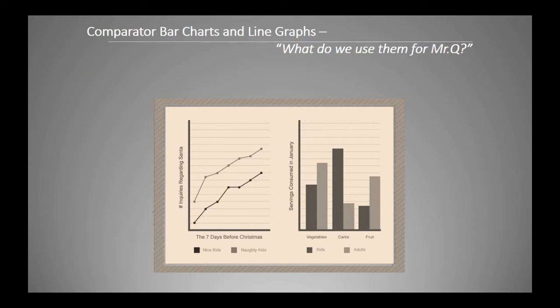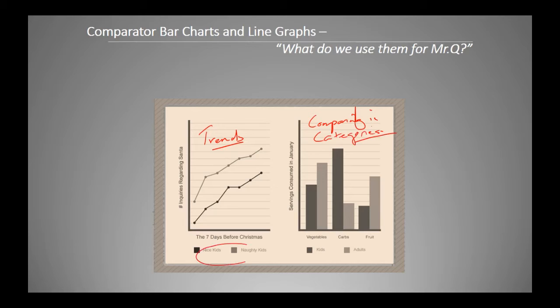So what do we use them for? As we've seen, line graphs show trends. Apologies for that squiggle. Let's do that again. Trends. And here we're comparing in categories.